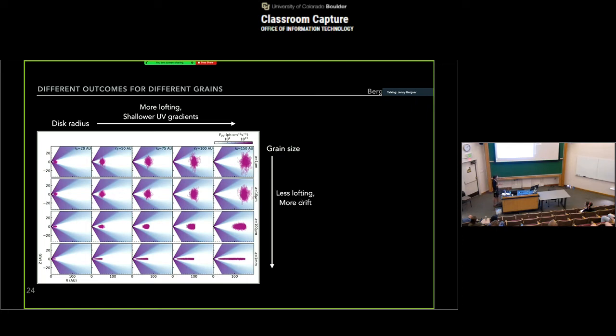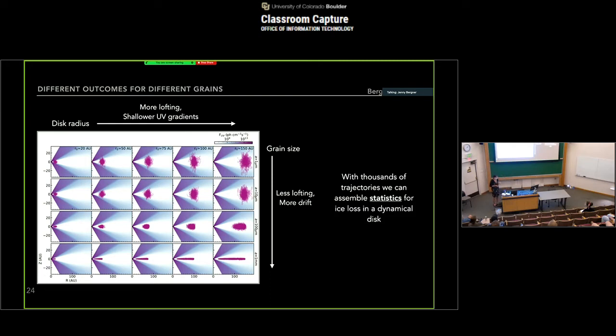As the grains increase in size, we see less lofting away from the midplane. The particles become more gravitationally bound to the midplane. But radial drift begins to take over, and once you reach a millimeter in size, the particle is really going to efficiently spiral inwards towards the star.